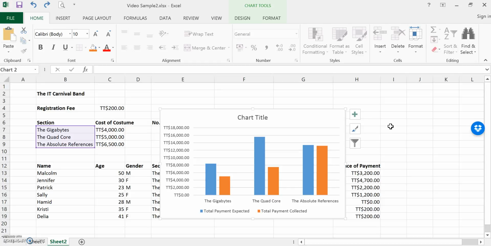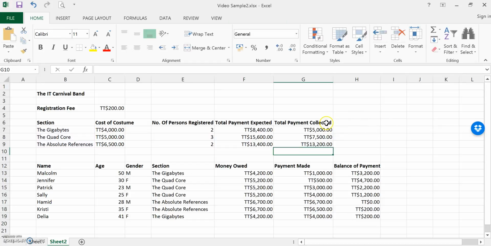A pie chart can only have one data series. Another thing that we have to take into consideration is that a pie chart is actually used really when we have different values representing fractions of a whole amount. So if we delete this chart and look at our data, I cannot use cost of costume in a pie chart because those values don't represent fractions of a whole amount. However, I can look at total payments collected.